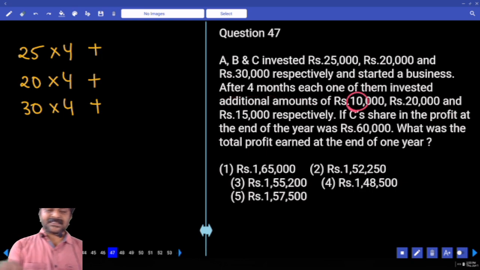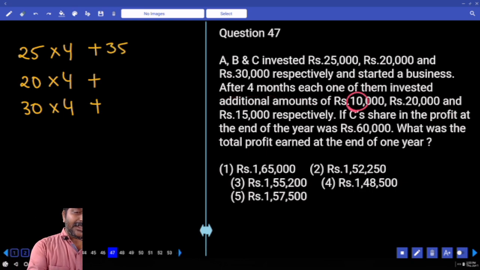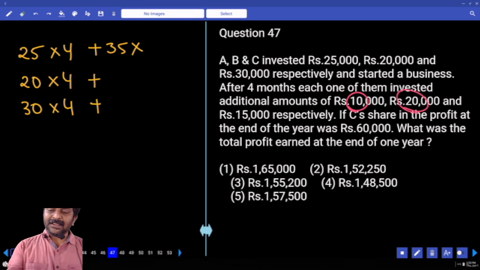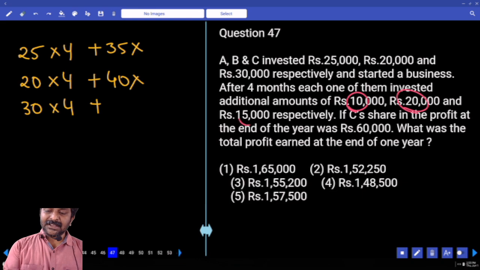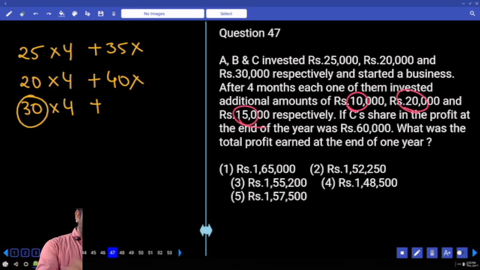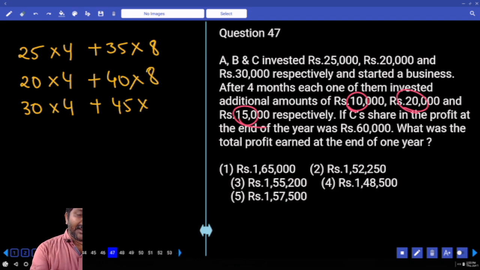First person increased 10,000, then it becomes 35. Second person increased 20,000, then becomes 40. Third person increased 15 upon 30, which is 45. Business happened for 1 year. That means 8 months remaining period. Take 4 common everywhere and go for cancellation.